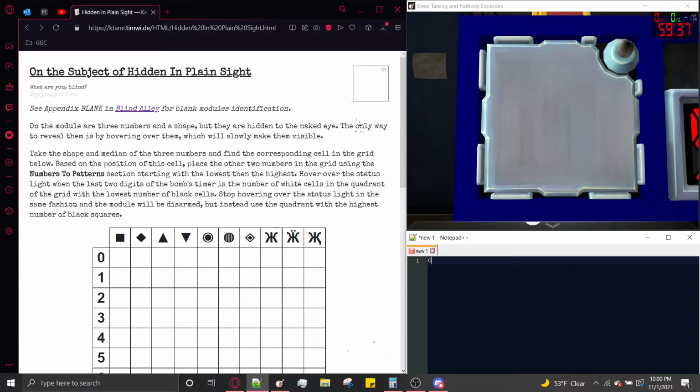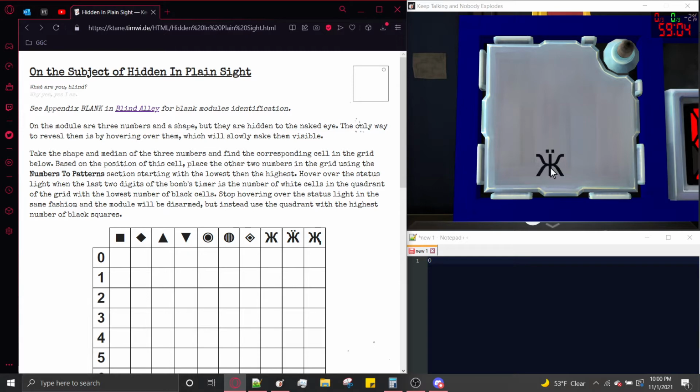Hidden on the module are 3 different numbers and one of these different shapes. These shapes are easy to describe. You have a square, a diamond, an up triangle, a down triangle, a circle with a ring, a circle with vertical lines, a diamond with a ring, mirror Ks, accented mirror Ks, and a mirror K with the bottom right being jagged. So we found the number 0. We have to find 2 more numbers and a shape. So let's keep highlighting the module until we find those.